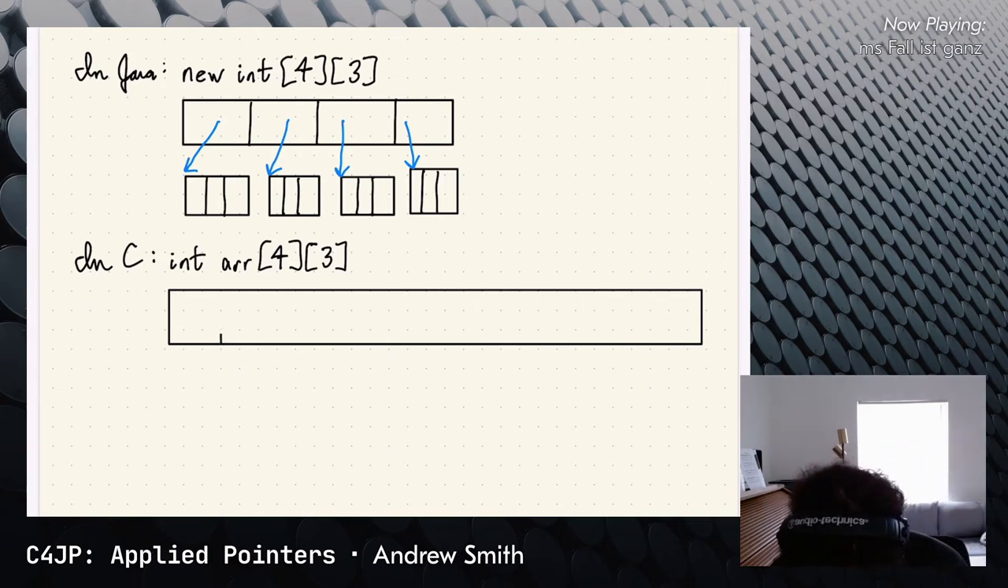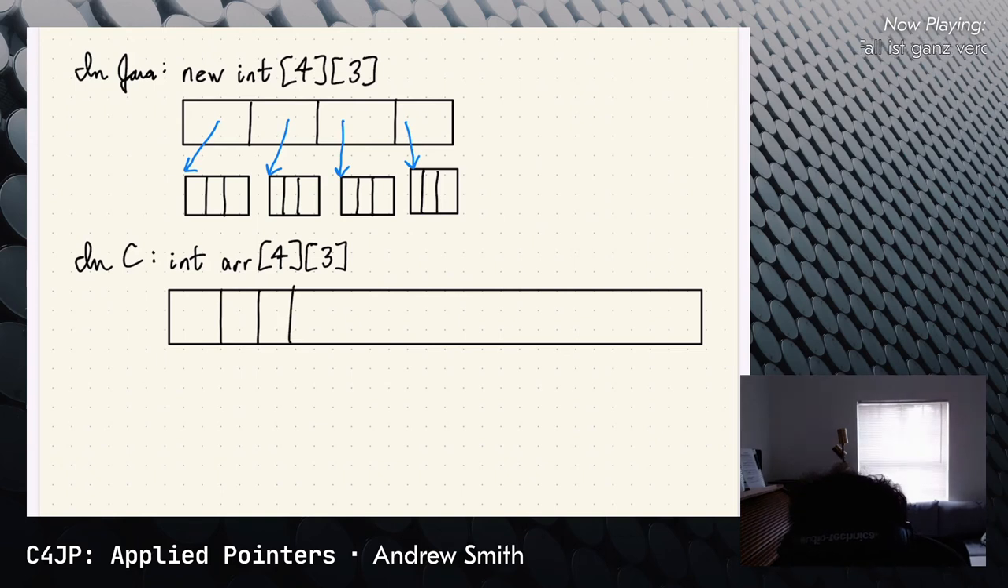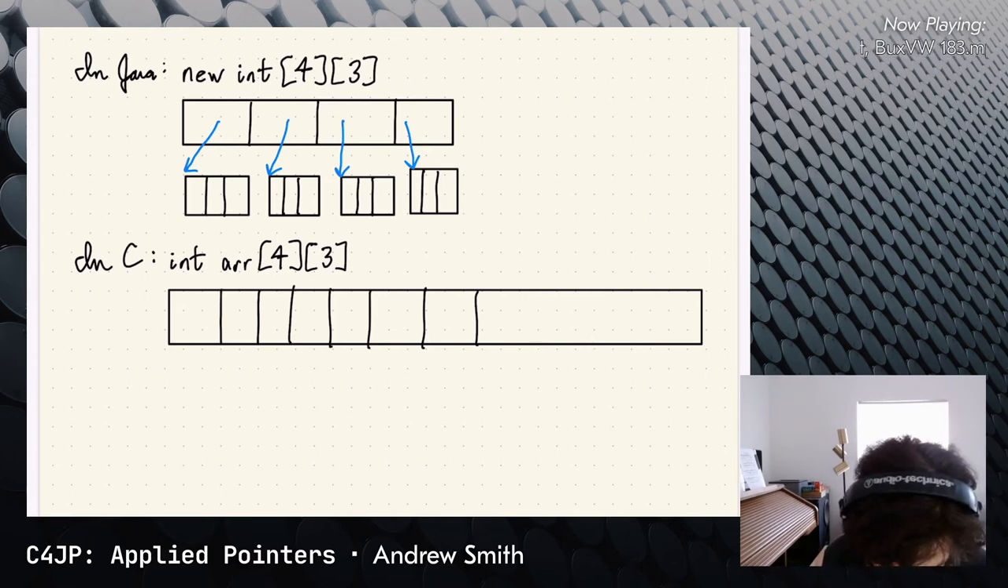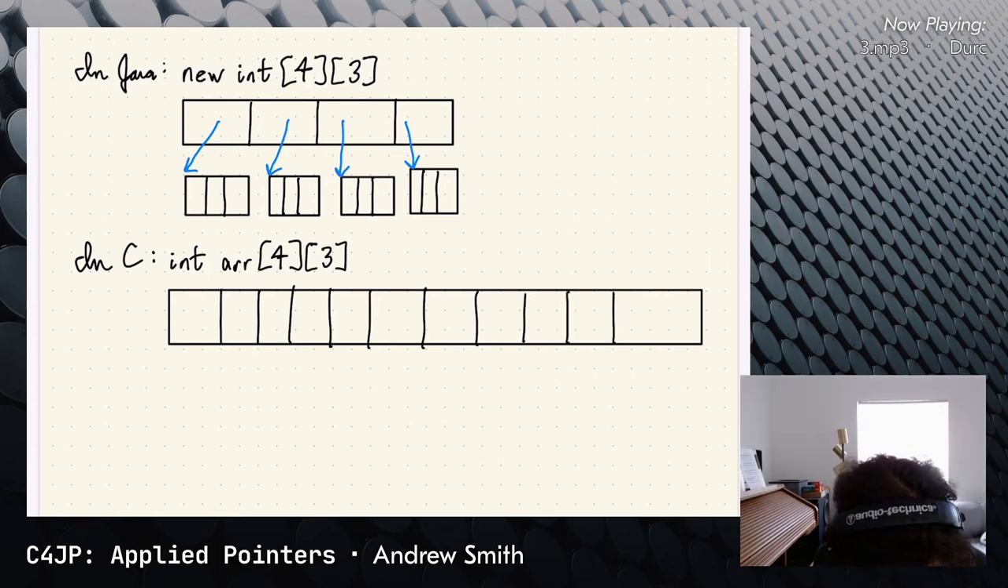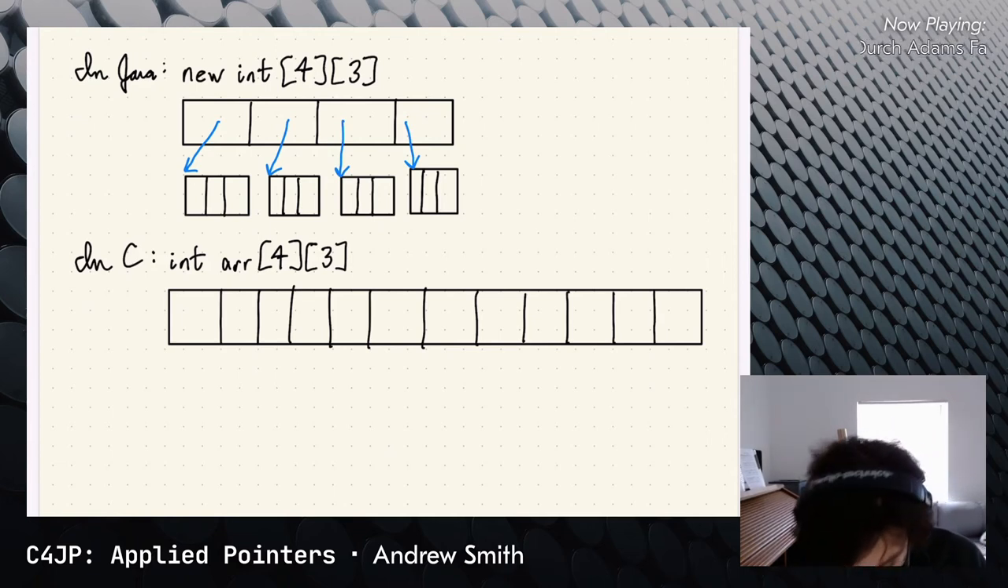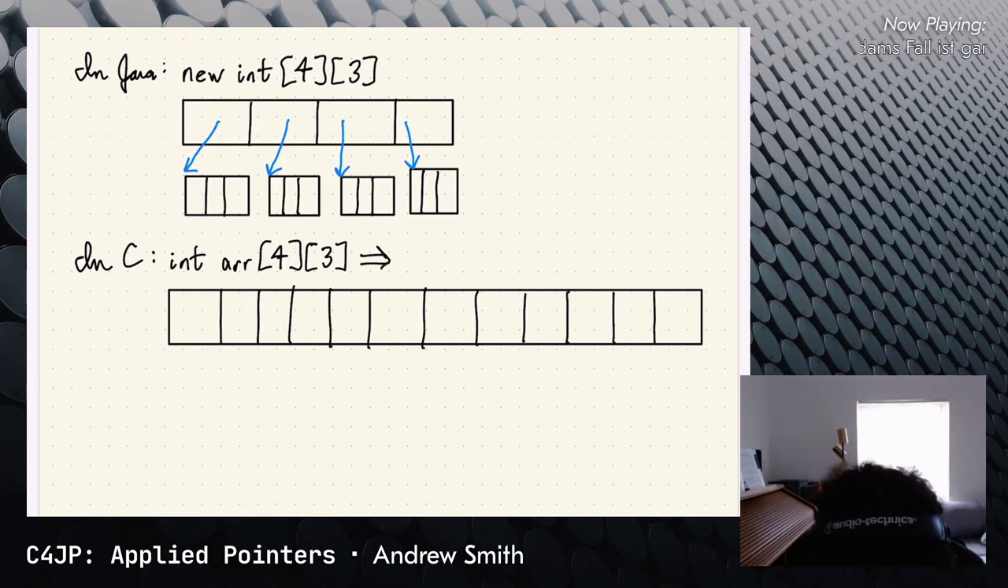So we've got something like 1, 2, 3, 4, 5, 6, 7, 8, 9, 10. There we go. So there's our array. Oh, I did that wrong, didn't I? Yes, I did. It's supposed to be able to store 12. 1, 2, 3, 4, 5, 6, 7, 8, 9, 10, 11. So it's large enough to store 12 integers. And these integers are stored in what we call row major order.